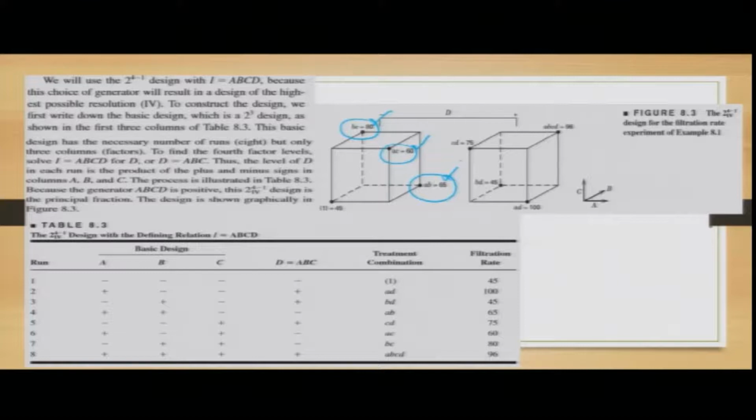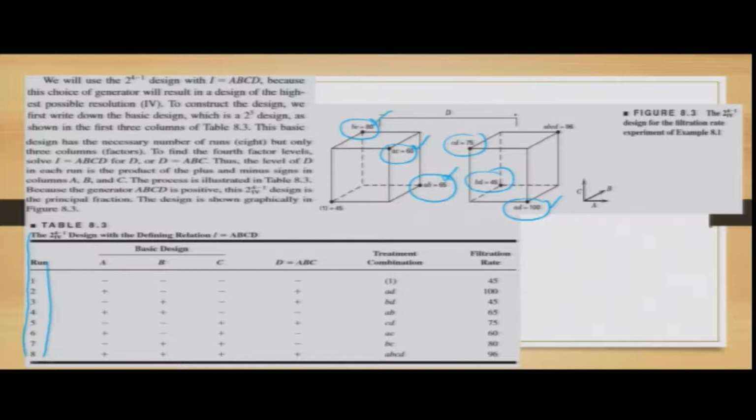Similarly, when you go to the higher level of D plus, the combinations come out in the same way. You have CD as 75, you have the combination of BD as 45, and you have the combination of AD as 100. So, these combinations would give you the values at which you are trying to find out the level of significance. Again, the run values are given in the first column.